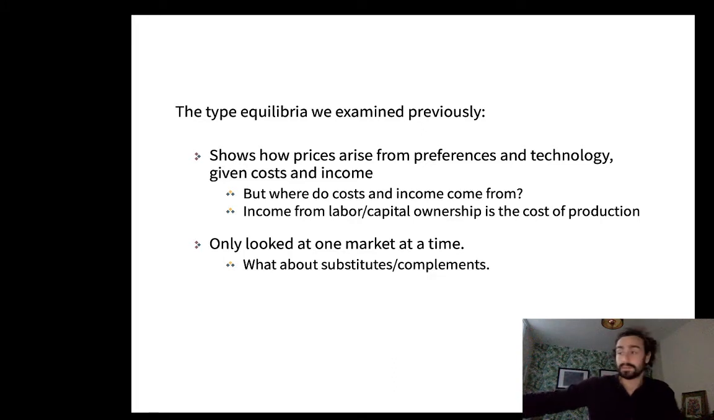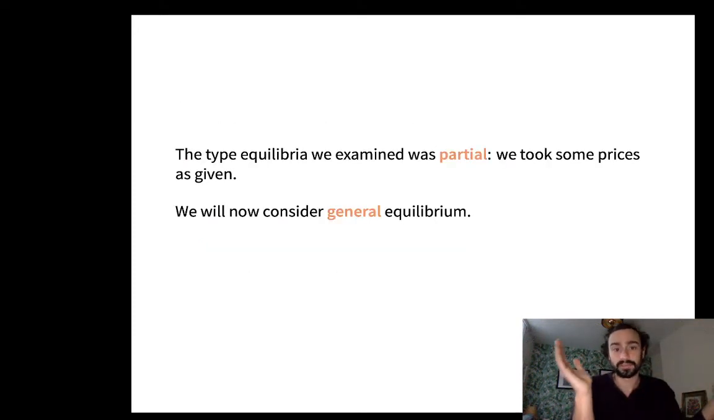unless we know something about everything else going on in the economy, which becomes a circular issue, right? How do we determine the price for labor when we haven't determined the price for apples yet? And how do we determine the price for apples when we haven't determined the price of labor yet? And so what we're going to do now is think about general equilibrium rather than partial equilibrium.